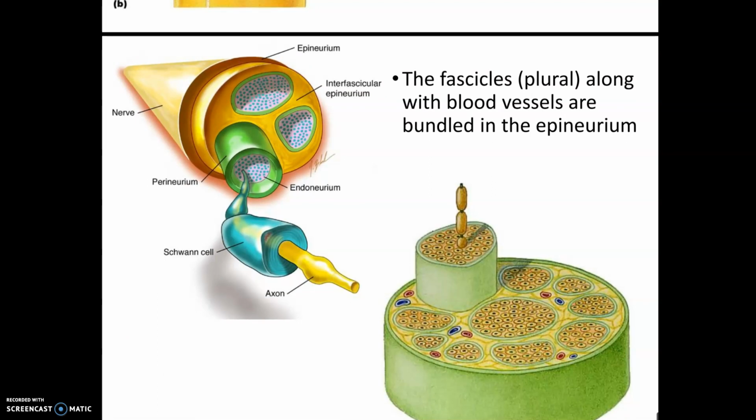So if we look at our next slide, we have our fiber with Schwann cells wrapped in endoneurium. Then the bunch of fibers are wrapped in perineurium. The whole thing is wrapped in epineurium. So that is how a nerve is arranged.